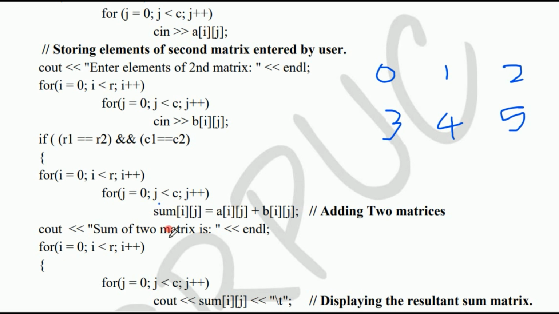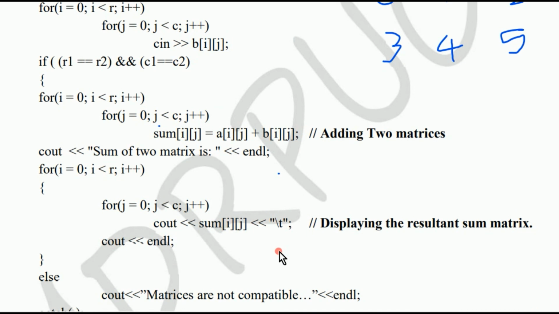Like I is equal to 0, I less than R, I plus plus. J is equal to 0, J less than C, J plus plus. Then sum of ij, that means sum of 0, 0 is equal to A of 0, 0 plus B of 0, 0. That means the first element of A and the first element of B, we are assigning to the first element of sum. By that we can add 2 matrices. So then matrix addition is over. Then at the end we can display that sum.